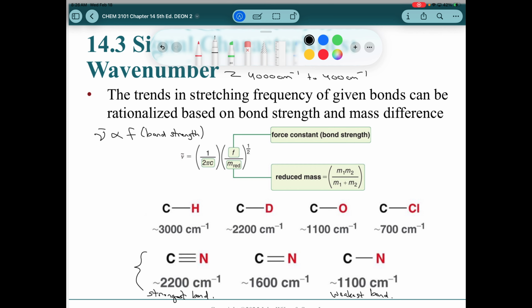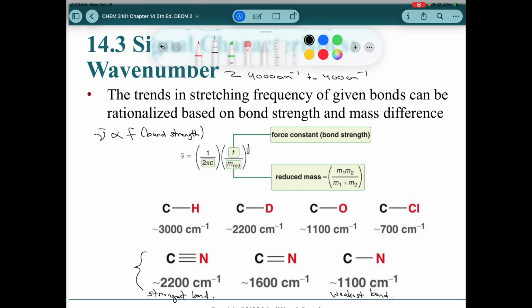And so what does that mean? It means the heavier mass we have, the lower the wave number is going to be, right? The less energy it takes to get that spring to vibrate, okay? And so we have carbon-hydrogen, which is way up at the top, right? It takes a lot of energy to get that thing to move, right? Because hydrogen is the lightest atom in the whole periodic table.